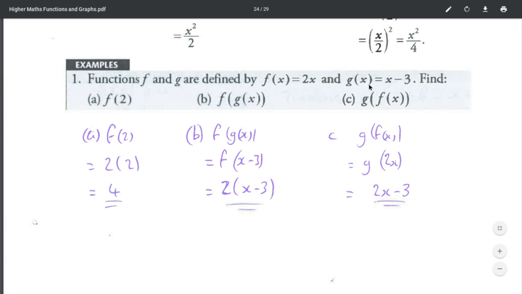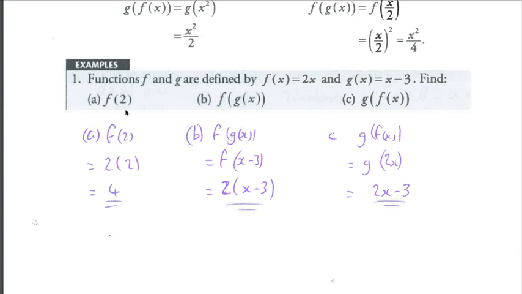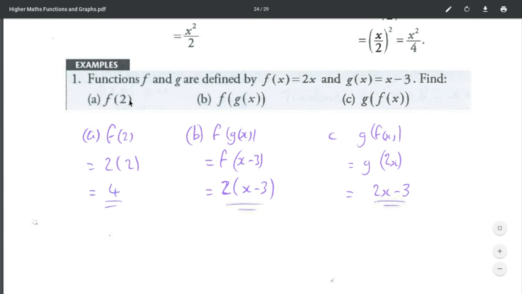So given f of x and g of x, find f of 2. Right, so this is National 5, guys. Basically wherever we have an x, we replace it with a 2. So f of 2 is 2 times 2, which is 4. Right, now the new stuff.